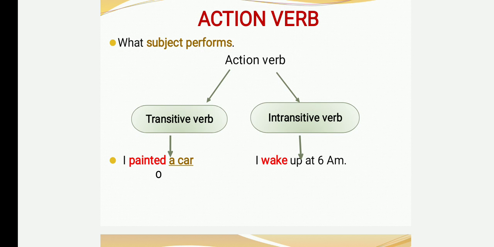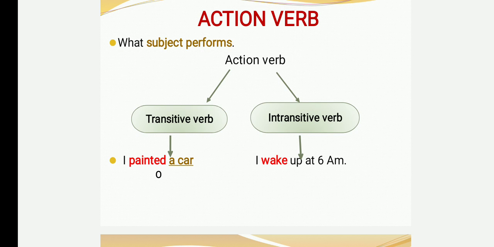So action verbs are of two types. One is transitive verb and the other is intransitive verb. So a transitive verb is, for example, "I painted a car." Think that if I don't say the object, what I painted, the sentence will become incomplete. You won't understand what I painted. So in order to give the complete meaning, the verb takes an object.